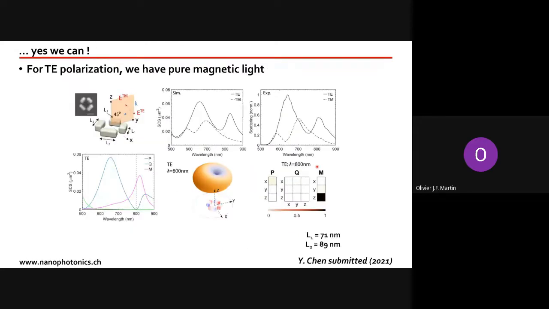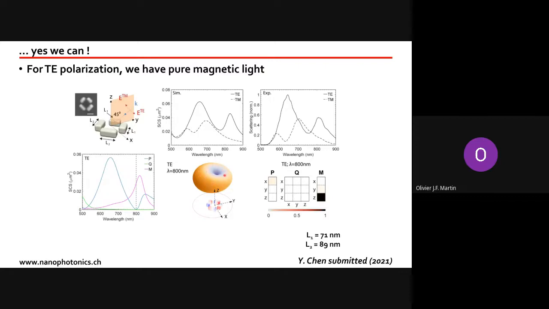So we did, again, this experiment, we did the calculation, we did the measurement of the response, and you see here in this analysis that indeed we have been able to have almost 100% magnetic light. So it's mainly only this magnetic dipole that is strong. The other terms have disappeared, the electric quadrupole and the electric dipole here. So the system is going to radiate like a magnetic dipole.